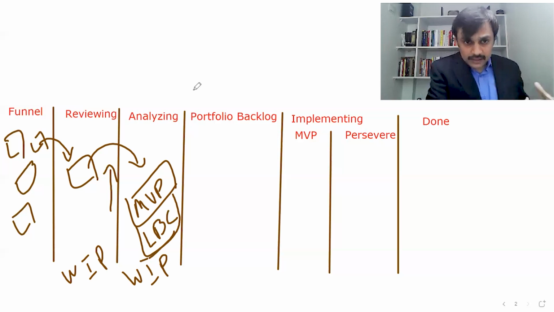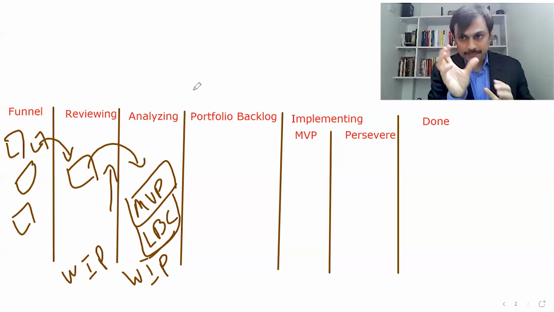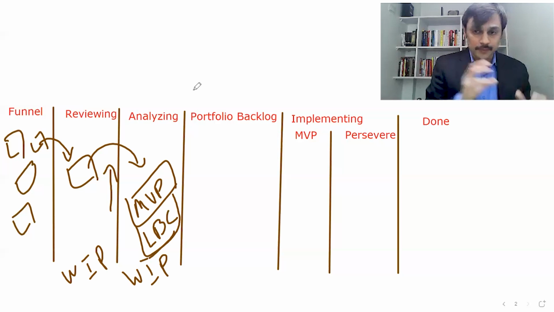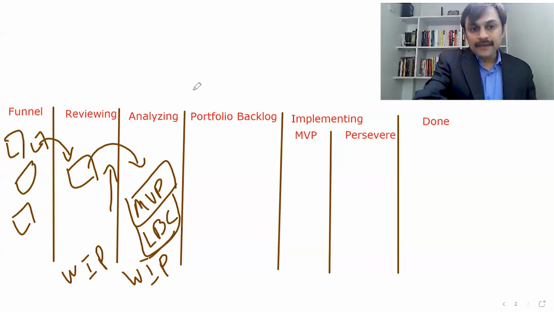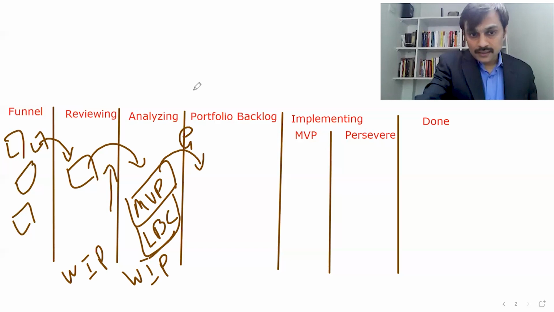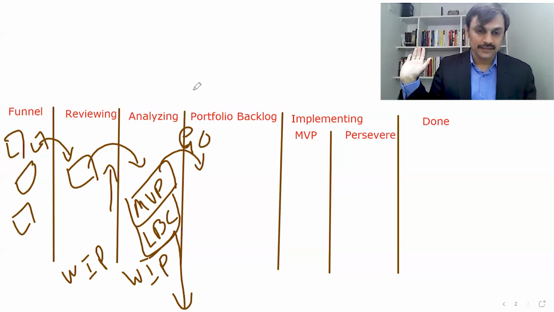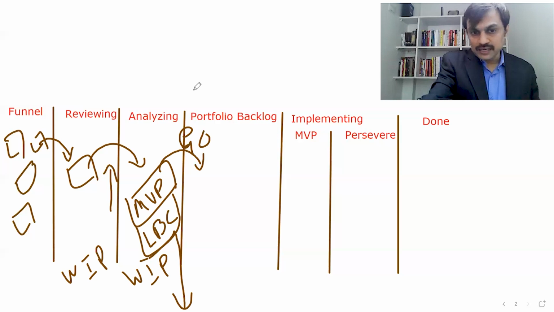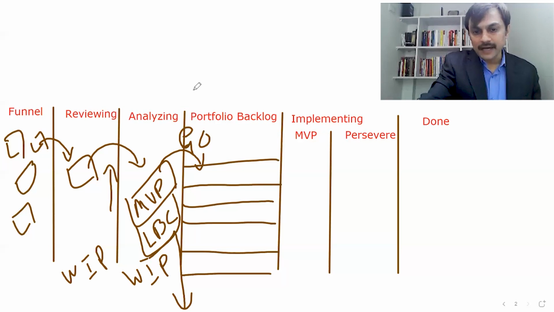So for each epic at the analyzing stage, we identify the lean business case, and we identify the minimum viable part of that particular epic. Now, based on the lean business case and the minimum viable product piece of that epic, the epic may get a go-ahead, or may get dropped. If dropped, it's out of the portfolio Kanban. The epics which are approved by lean portfolio management, LPM as a group, are stored in the portfolio backlog.